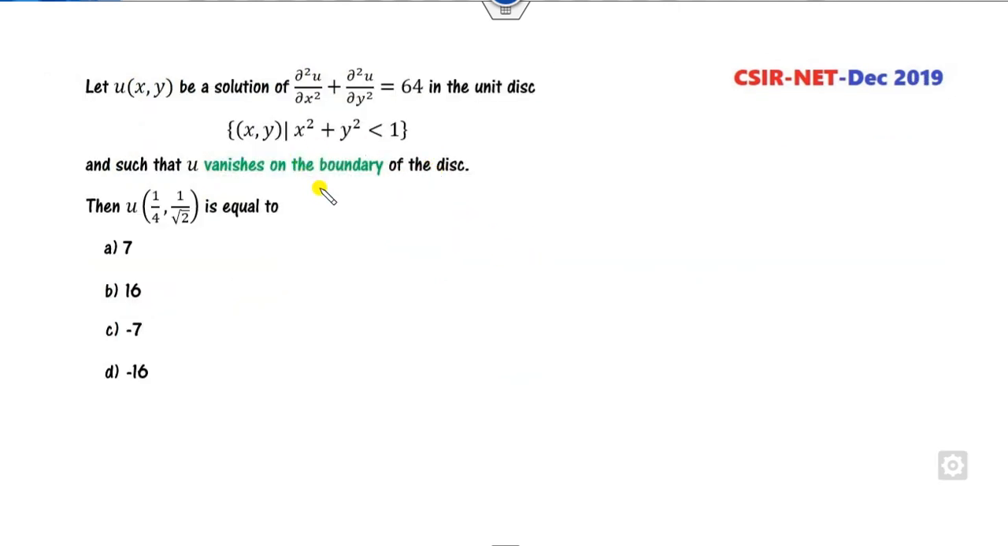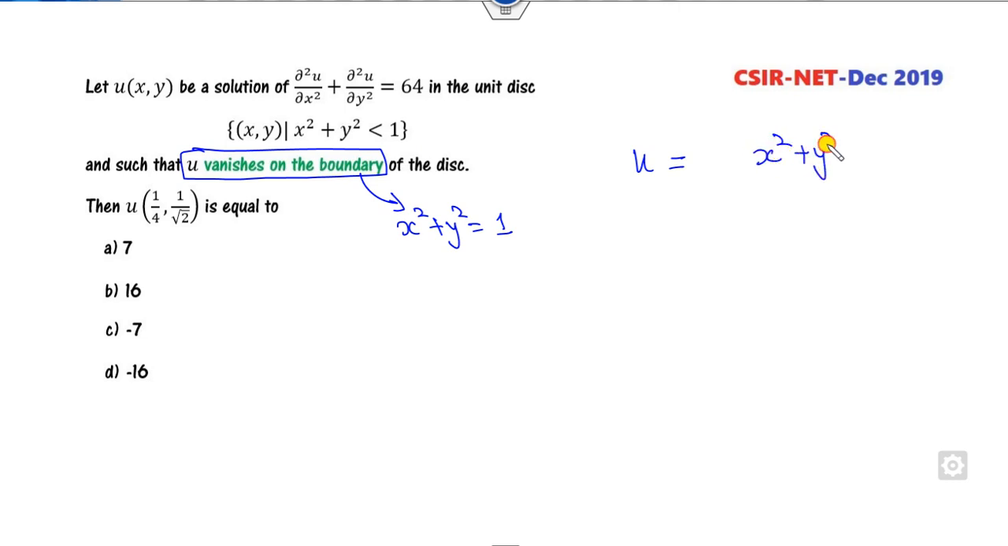Okay, now this is here. Let u be the solution of this partial differential equation, and u vanishes on the boundary of the disk. What is the boundary? According to this statement, this is my boundary. Fine. Now u vanishes on this. It means u must be of this form, where k is my constant. Our target is to first find the value of k. So since u is the solution of this, I can substitute here.